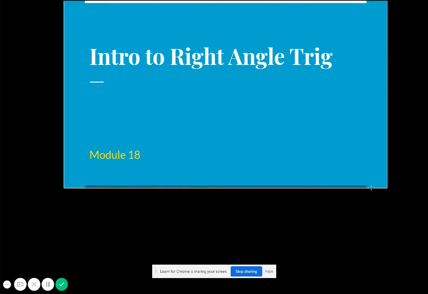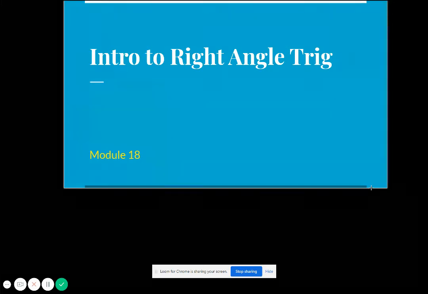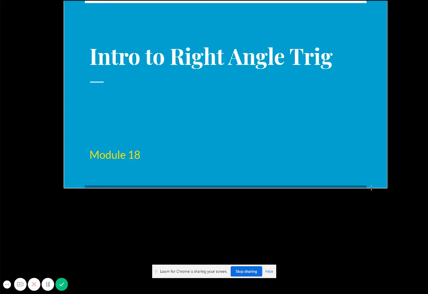We're going to start right angle trigonometry this week. I love right angle trigonometry. It is one of my favorite topics. I think it's so fun because you really only have to memorize a couple of things, and everything else is just an application of those things.